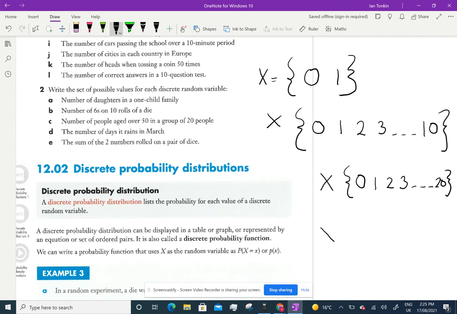The number of days if it rains in March. Well, I could have 0 days where it rains in March. I could have 1 day. I could have 2 days. I could have 3 days.